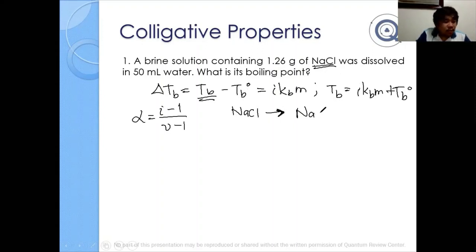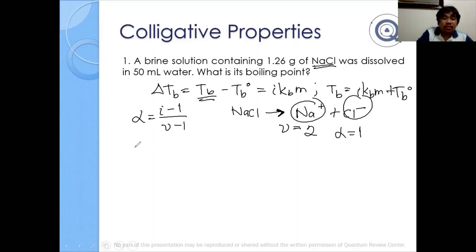It is because sodium salts are soluble. Remember the solubility rules: sodium salts, group 1 salts, are completely soluble. So this will be Na plus and Cl minus. Okay? So what is our nu here? Number of ions. So one, two. So nu is equal to 2. And alpha is equal to 1 because of the full dissociation.